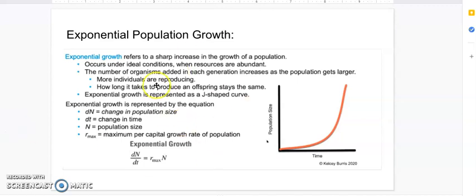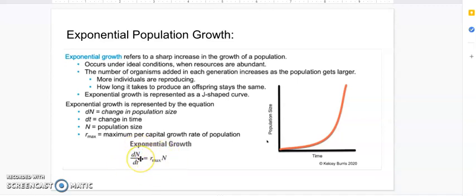So, exponential population growth. We know it by the graph because it exponentially is growing, right? That population shows no signs of shrinking, plateauing. It keeps going up. This was our formula for exponential growth. So we have that change in size over change in time equals the maximum growth rate times the population size.